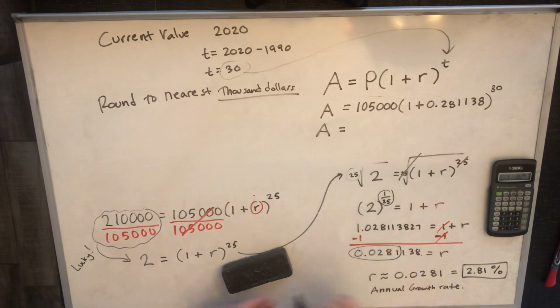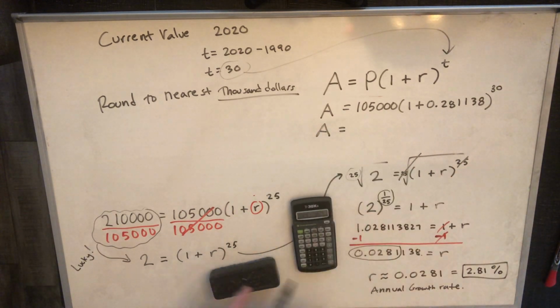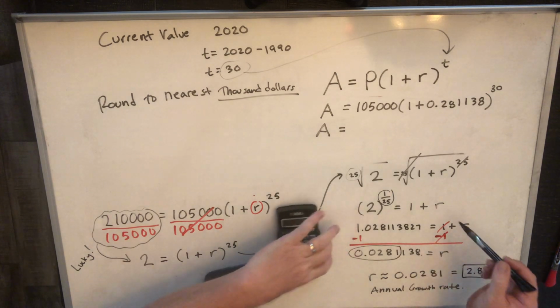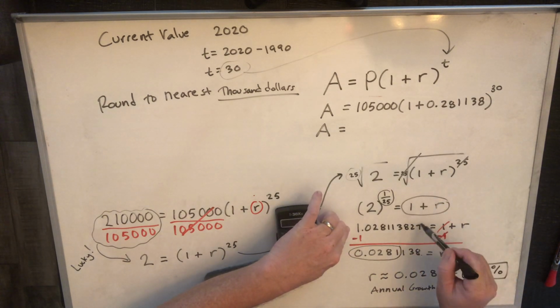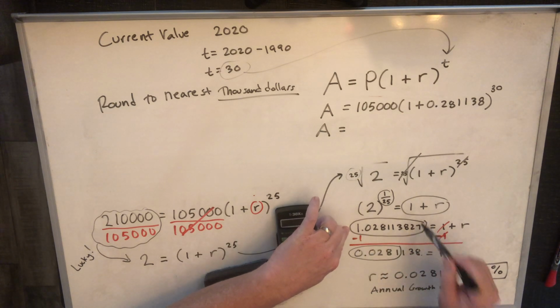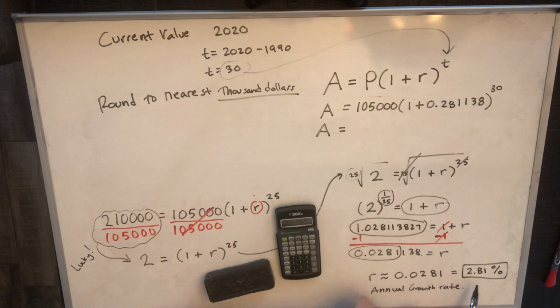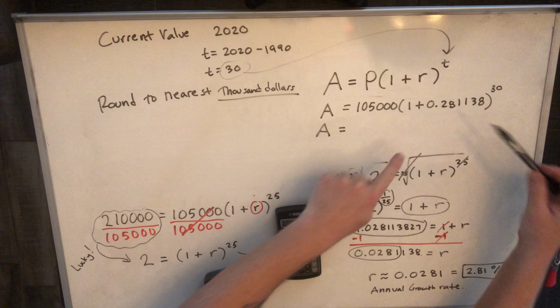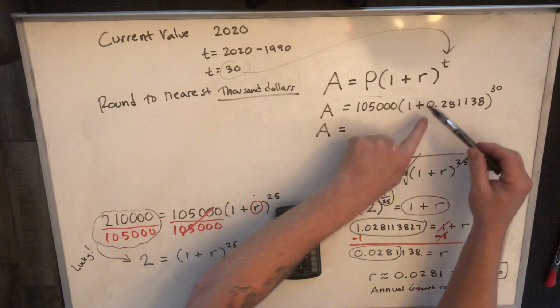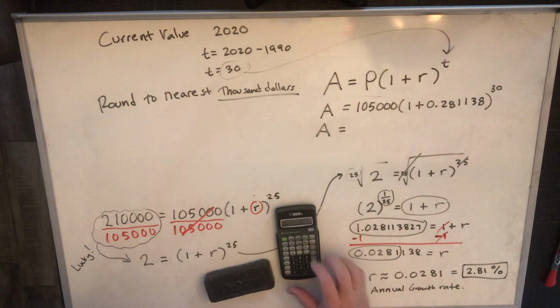So how much is our house worth? You might notice something here. We already know what 1 plus r is. We found it a while ago. So we're subtracting 1 to find the annual growth rate, but then when we go back to actually use our formula, we have to add the 1 back in.